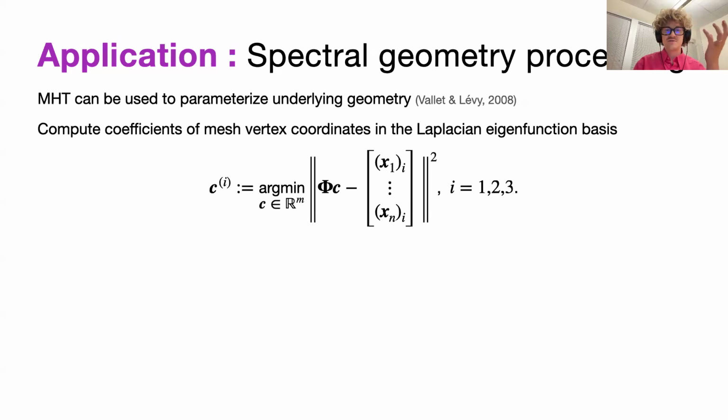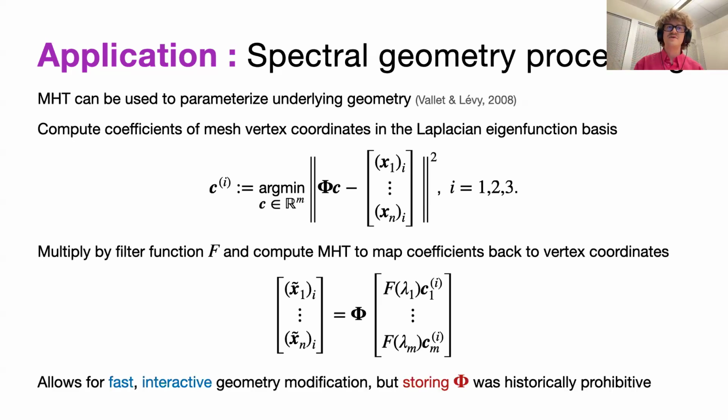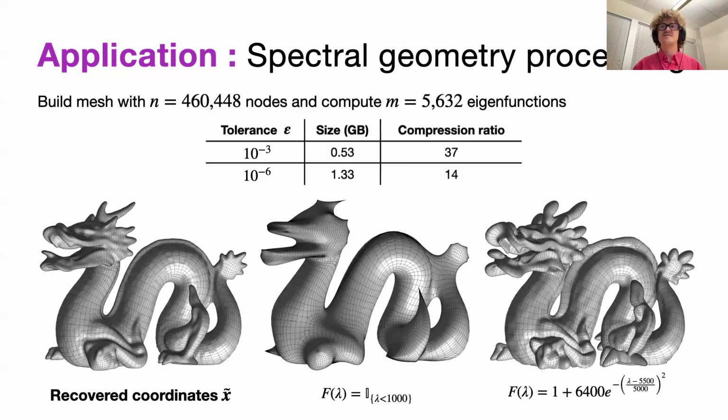Now I have a representation in terms of the coefficients in a manifold harmonic series. Now I can multiply by some filter function f, which attenuates or amplifies geometric features on various length scales. And then I can map those modified coefficients back to physical space to give me a new modified mesh. Right? So this allows for fast interactive mesh design and geometry modification. But storing this transform matrix phi was historically prohibitive, and this was what was said in the original paper. So let's try this in practice and see how this looks.